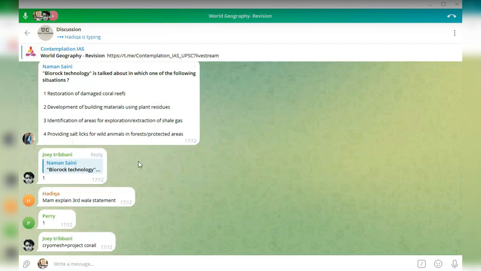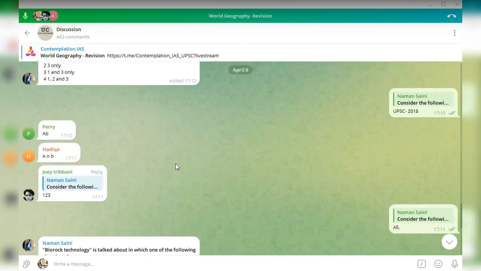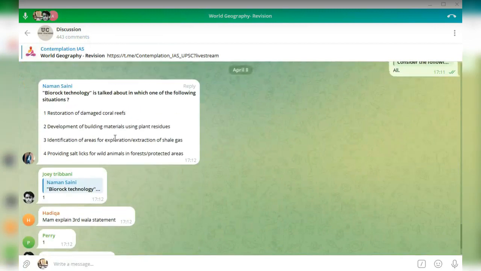Crimesh plus project Coral, correct. Then bio rock technology was asked. I guess here was the question: bio rock technology is talked about in which of the following? Restoration of damaged coral reef, plant residue, shale gas, and then forest. So the answer was 1.